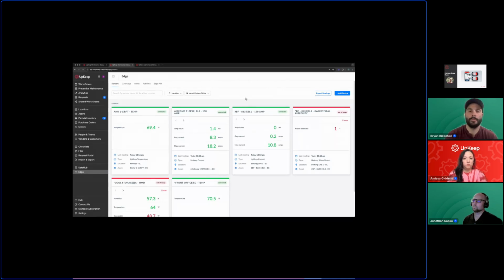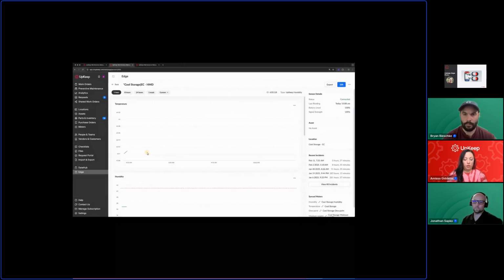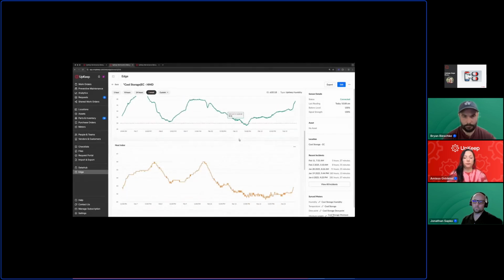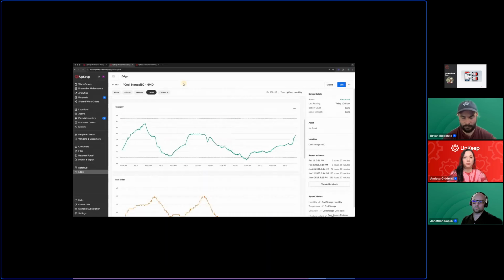So what we've just talked about was connecting your sensors, monitoring them in real time, being able to look at your sensors and their data, being able to collect readings like I am now, zoom in on those readings, set parameters of those readings, and take corrective action when necessary.